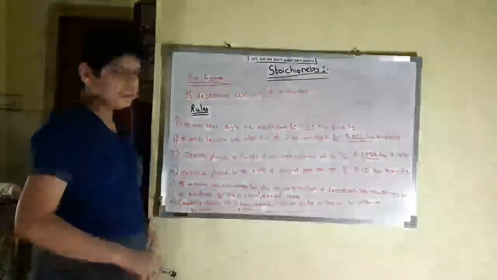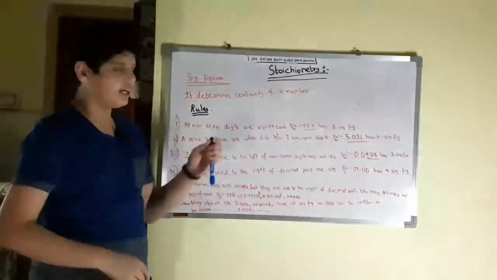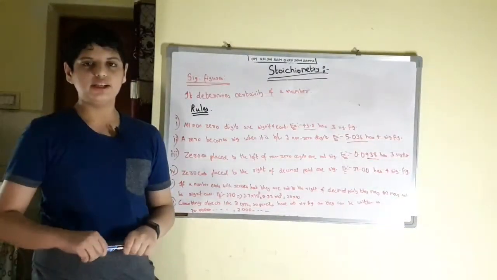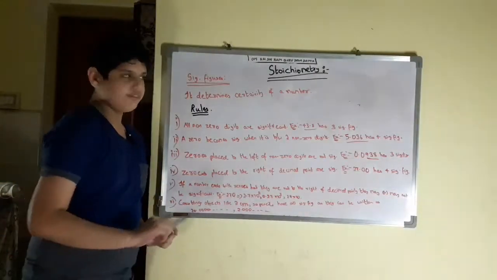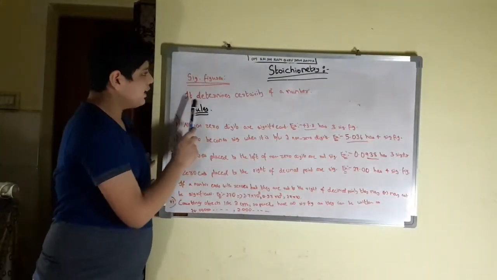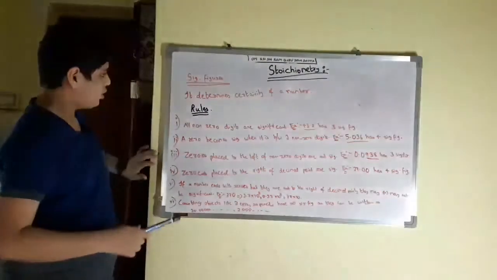Okay, now let us start our video. In this video we are going to discuss significant figures and laws of chemical combination. In the next video we will start the mole concept. Significant figures determine the certainty of a number. It is like rounding of numbers.